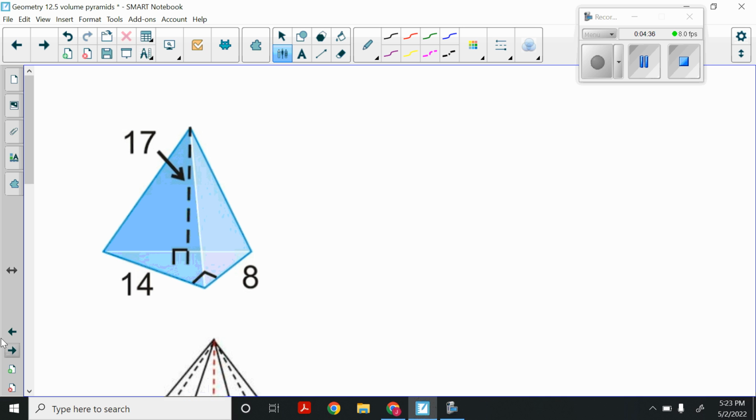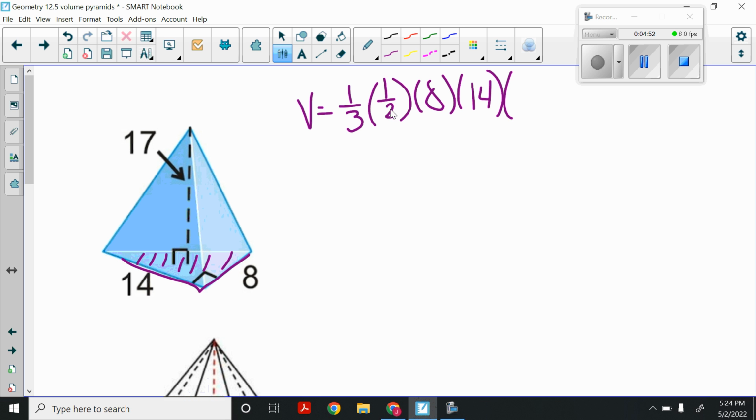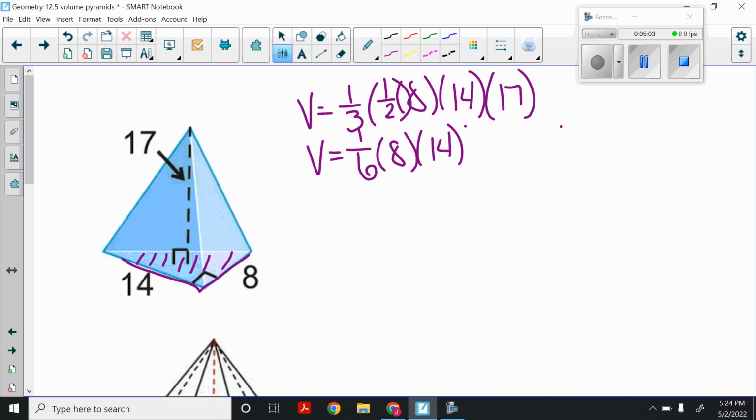I have a triangular pyramid. So the volume is equal to 1/3 the area of the base. Well, the area of a triangle is 1/2 the base of the triangle, 8, the height of the triangle, 14, times the height of the actual pyramid, which is 17. I could go ahead and do 1/3 times 1/2, so then that's really 1/6 times 8 times 14 times 17. So now when I multiply all of this together, I end up with 317.3 cubic units.